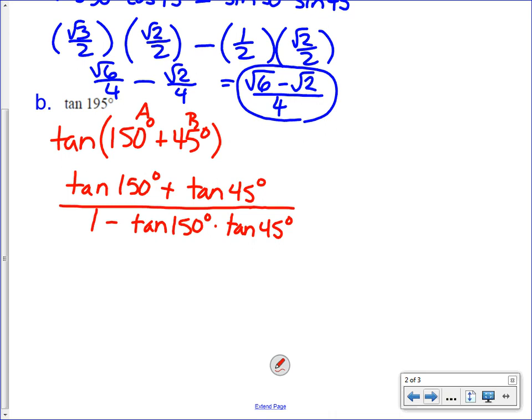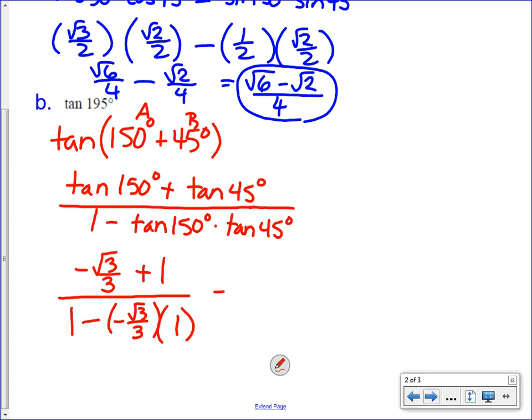So then you go to your unit circle and you find these values. So tangent at 150 degrees is negative square root of 3 over 3. And tangent of 45 degrees is 1. Okay, divided by 1 minus tangent of 150, again, is negative square root of 3 over 3 times tangent of 45, which is 1.